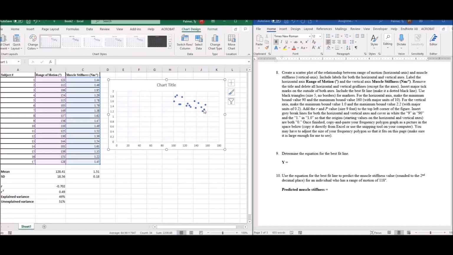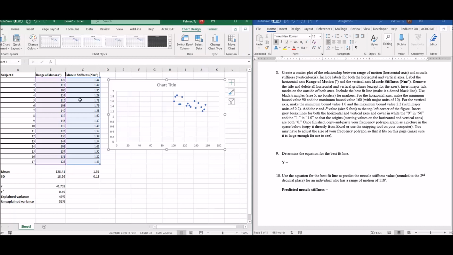Now, just like before in previous assignments, there's quite a few instructions here on what I want you to do. Again, remember, this is how I grade you on this assignment. So not only are you getting the correct answers, obviously I grade you on that for these assignments, I also grade you on how well you can follow instructions, especially instructions like this here for question number 8, when I have you create a graph. And so it says here, create a scatter plot of the relationship between range of motion on the horizontal axis.